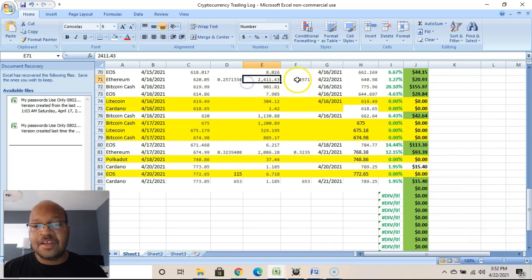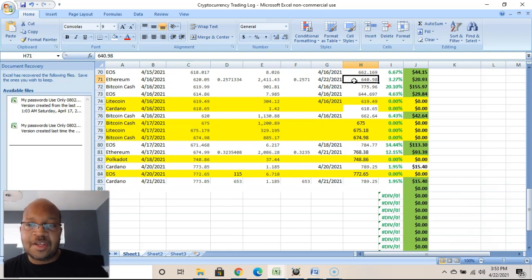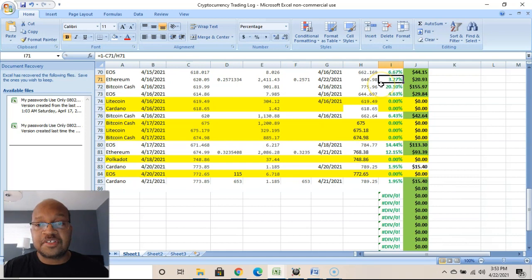But in the meantime, we can see that this is close enough to this to know that this was the trade that was sold. So when was it sold? It was sold on the 22nd of April, and the sell price for that was $640.98. Now, of course, the fees got taken out of what came back to me, maybe $1 or $2, I don't know. So anyway, that tells me that the profit on that was 3.27%, or $20.93. So that's an example of Ethereum here.